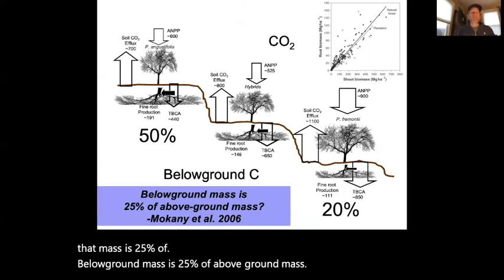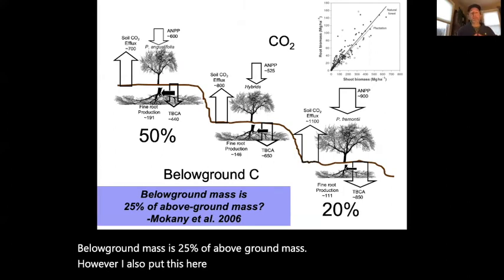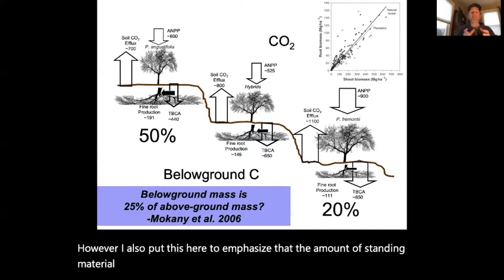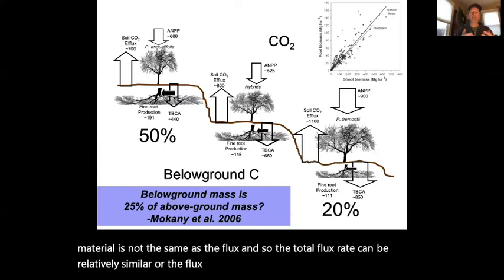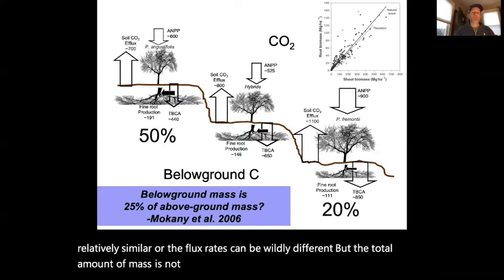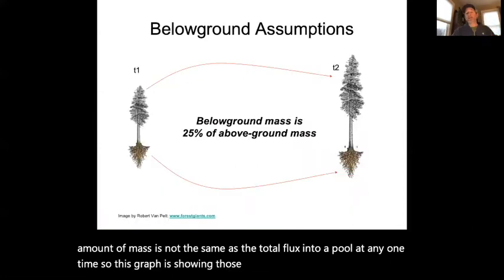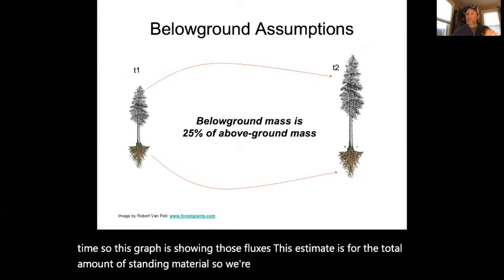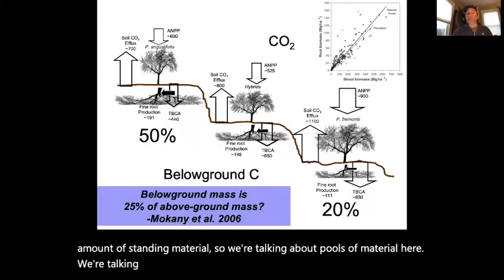However, I also put this here to emphasize that the amount of standing material is not the same as the flux. The total flux rate can be relatively similar, or the flux rates can be wildly different, but the total amount of mass is not the same as the total flux into a pool at any one time. So this graph is showing those fluxes. This estimate is for the total amount of standing material. So we're talking about pools of material here, and we're talking about fluxes of material here.